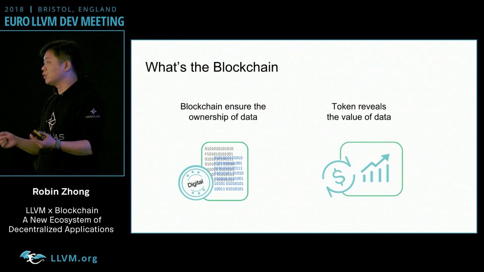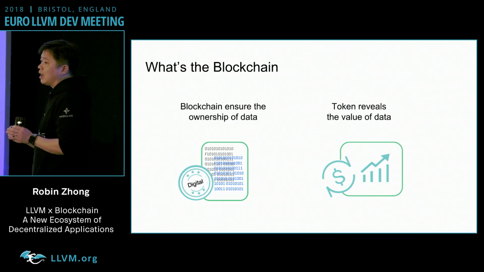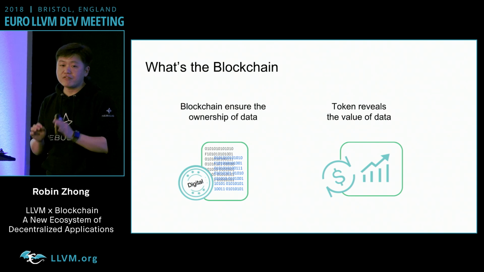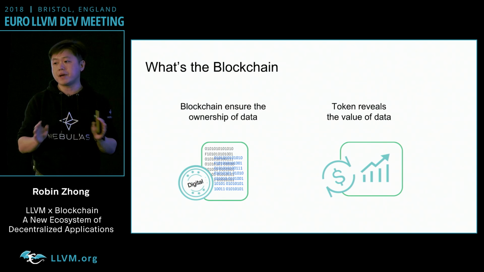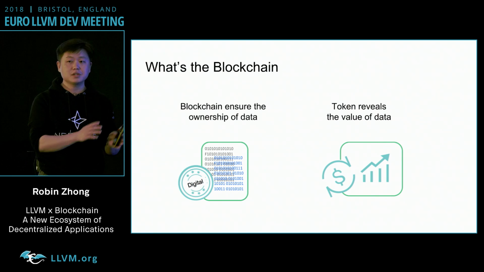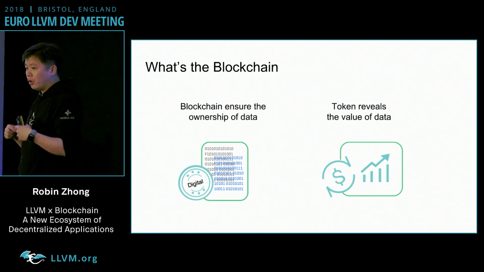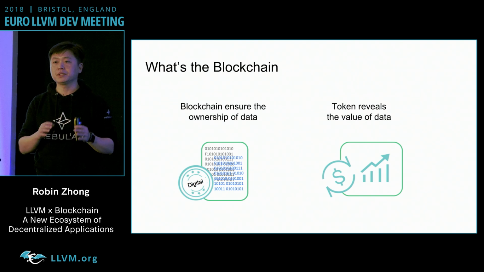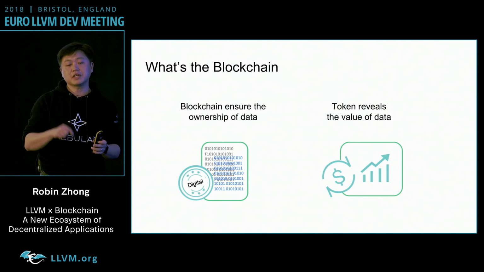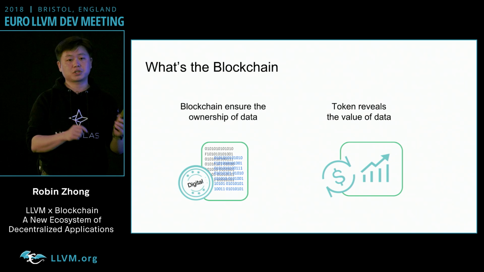If I have 1 Bitcoin, it's just a number, a digital number. Everybody can see it and everybody can copy it. But by using the crypto algorithm, that data is surely my own. Only I can manipulate the data, and the owner is me. That's ensured by the blockchain technology.